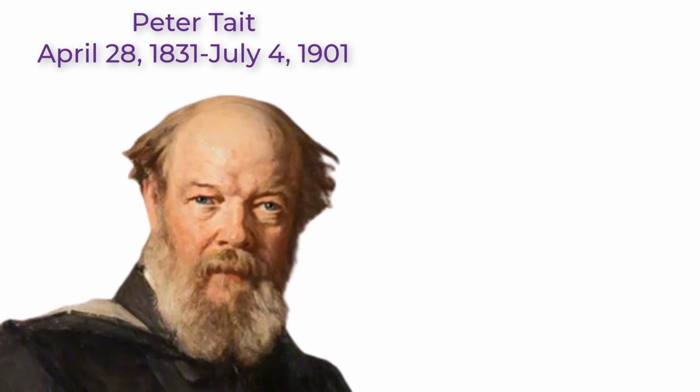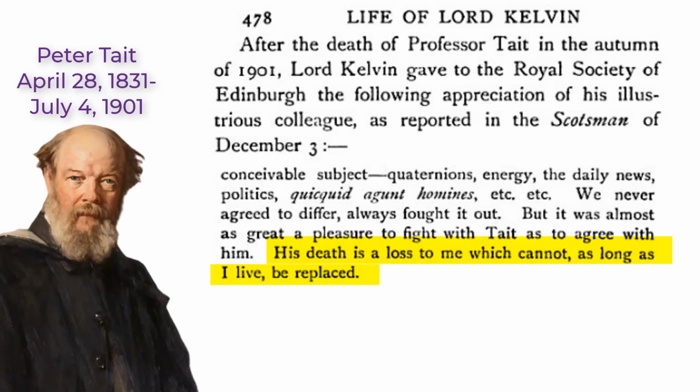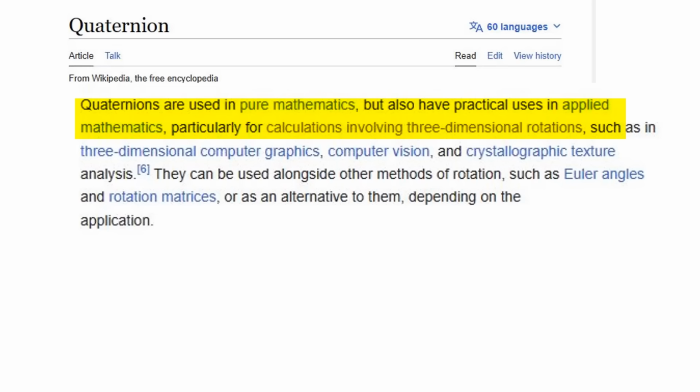Meanwhile, just before Wilson published his book on vector analysis, on July 4th, 1901, Tait passed away at the age of 70. William Thomson, who was then known as Lord Kelvin, wrote his obituary and ended it with a personal note that Tait's death is "a loss to me which cannot, as long as I live, be replaced." Without Tait's push, Quaternions were eventually abandoned, and only semi-recently have been revived, just as Gibbs foretold, mostly as a method for computing rotations.